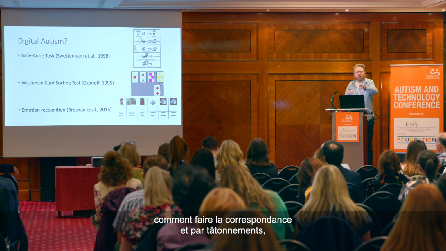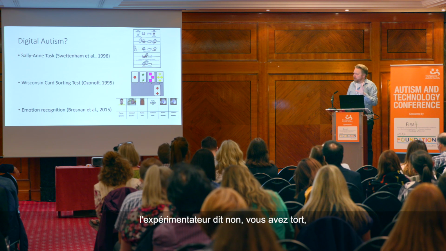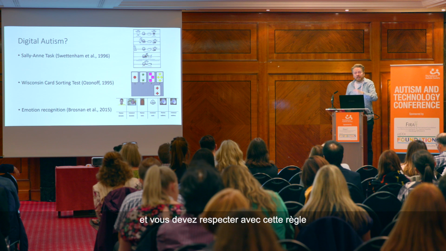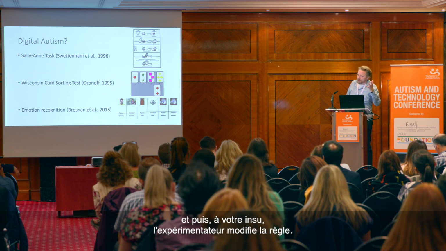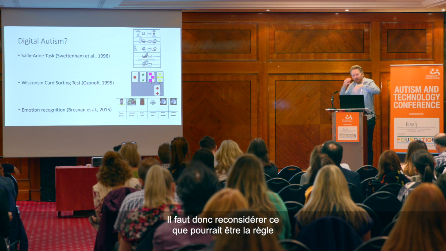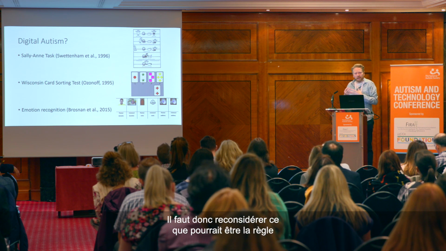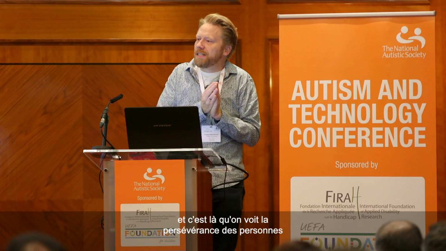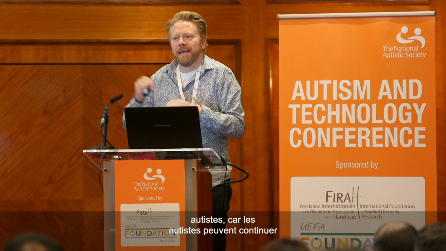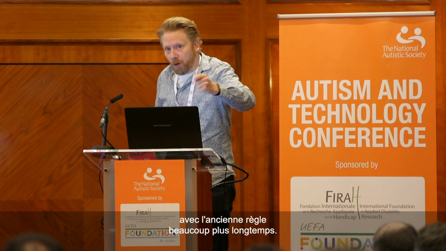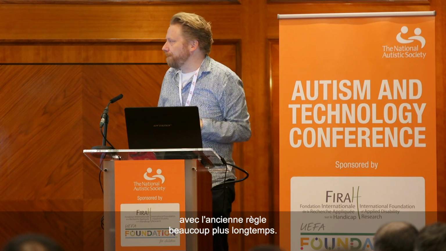And you have trial and error, and the experimenter says, no, you're wrong, and then says, oh, you're right. And you kind of work out what that rule is, and then unbeknown to you, the experimenter changes the rule. So you then have to reconceptualize what the rule might be. And this is where the sense of autistic people perseverating comes in, that autistic people can keep going with the old rule for much, much longer.